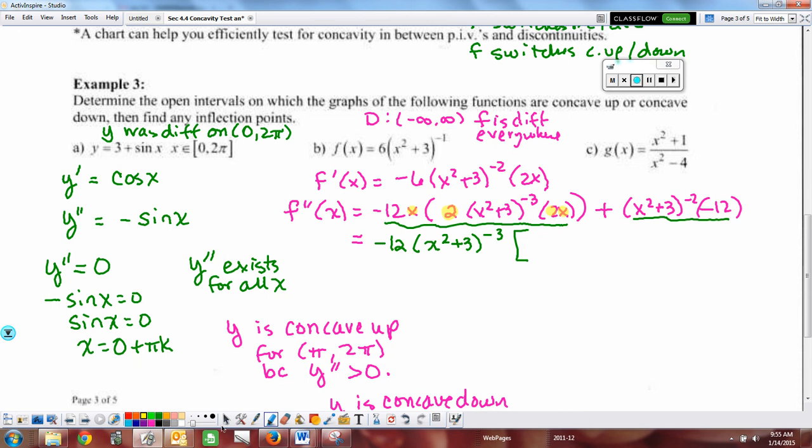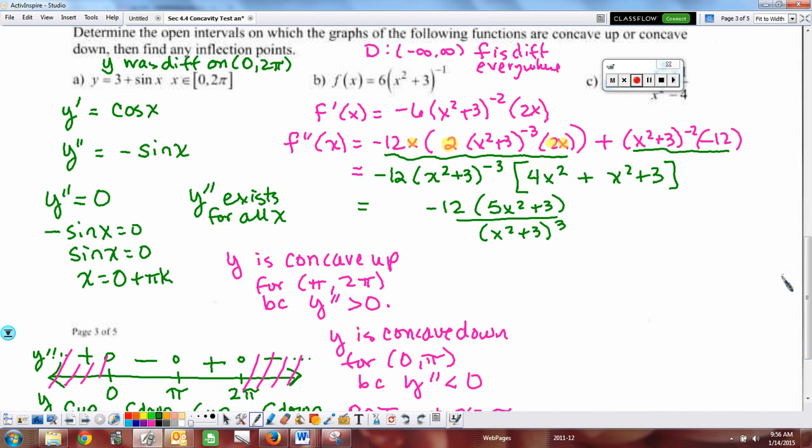So I basically end up being left here with a 4x squared. And then over here, remember you're subtracting your exponents, negative 2 minus negative 3. Negative 2 plus 3 would be 1. So we get plus x squared plus 3, and the negative 12 got pulled out. So we can simplify inside and write this in a nicer form. On the top, I'm going to have negative 12 times 5x squared plus 3 over x squared plus 3 cubed. So that's my nice form of my second derivative.